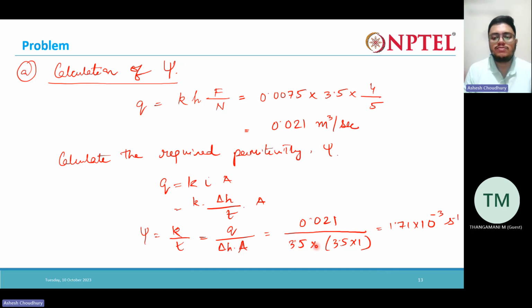The head loss is 3.5. So this is the wall, and water is flowing like this. What is the area through which water is flowing? Height times per meter length, right? Height 3.5 times per meter length, so 3.5 into 1. So we get the required permittivity as this much.